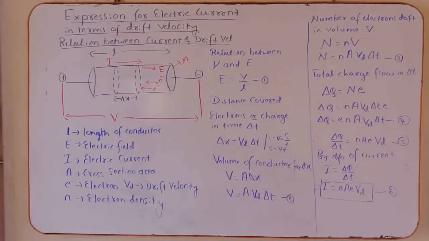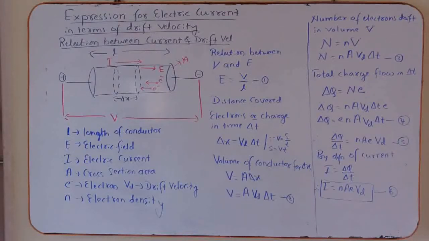Now today in this video clip I want to explain the derivation of the current, that is the expression for the electric current in terms of drift velocity. In other words, it is also said to be a relation between current and the drift velocity. ಹೀಗೆ ಹೇಳ್ಬೋದು, relation between current and drift velocity.